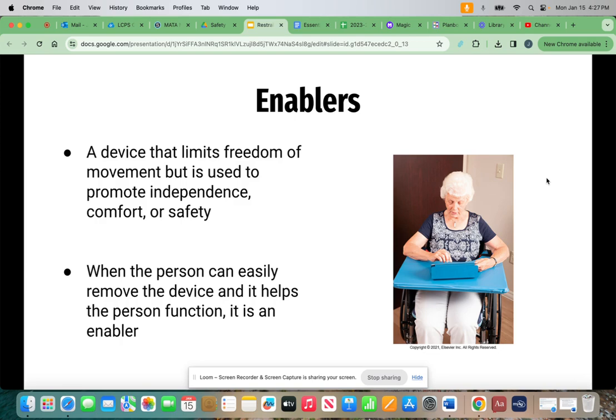An enabler is a device that limits freedom of movement, but is used to promote independence, comfort, or safety. When the person can easily remove the device and it helps the person function, it is an enabler. For instance, a chair or wheelchair with a laptop tray for meals and writing is an enabler. However, if it is used to limit freedom of movement, it becomes a restraint. When the person wants the bed rails raised to assist with movement, the bed rails are enablers. However, if they are used to keep the person in bed, they are restraints.